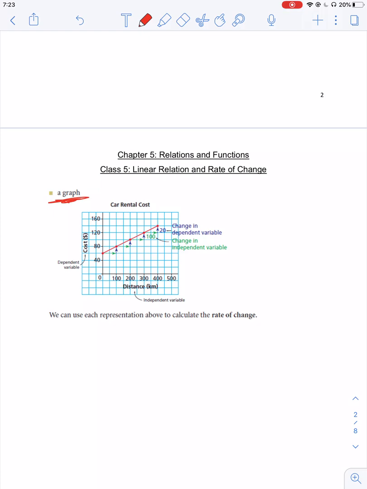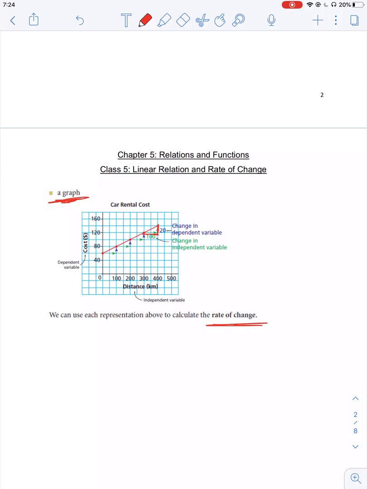So by line, we mean a straight line. Okay, so the rate of change. Here they're talking about the change in the dependent variable, right? So it's kind of like the height of this triangle, and the change in the independent variable is the base of the triangle, right?